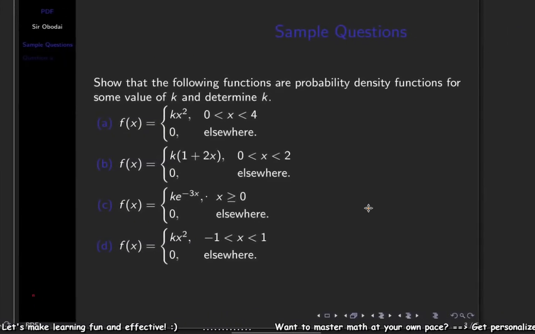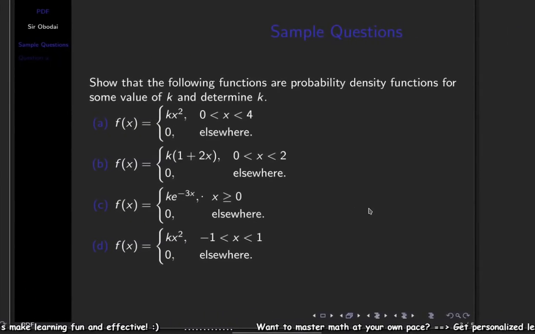It says show that the following functions are probability density functions for some value k and determine the value of k. We'll be looking at the first one, which is k x squared for the range of values x greater than 0 but less than 4, and 0 elsewhere. For this question we'll be solving A in this particular video, then in our subsequent videos we'll look at B, C, and then D. So without much ado, let's quickly go into the question.